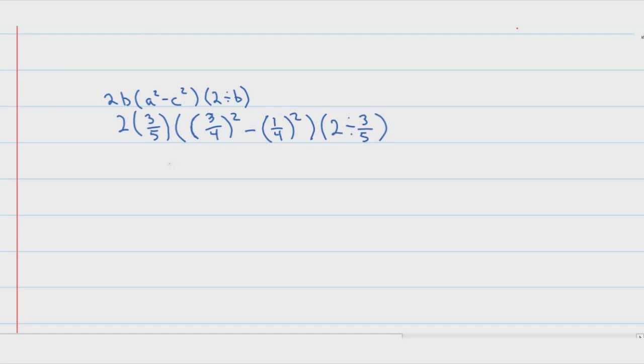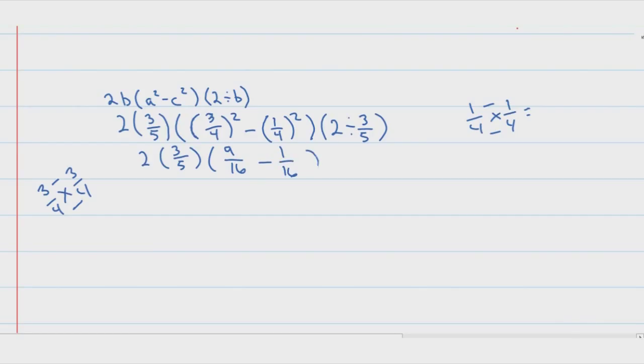And there we go. Now, I'll do what's in the middle first, in the parentheses, because there's a subtraction sign in there and I don't want to get confused. So we end up with 3/4 to the second power, which is 3/4 times 3/4. We just multiply straight across, 3 times 3 and 4 times 4. 3 times 3 is 9, 4 times 4 is 16. Then we get the 1/4, and 1/4 times 1/4 because it's the second power. Multiply straight across, and you'll end up with 1/16. End of parentheses, and you end up with 2 divided by 3/5.